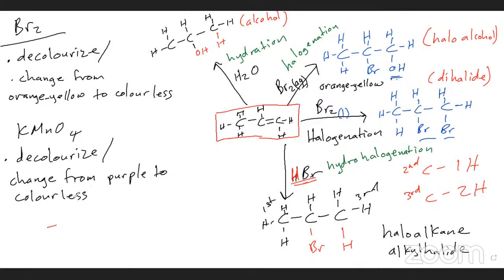All right, so if you are asked to distinguish between alkene and alkane, it is very easy. Two test tubes with the alkene and the alkane, and you add a little bromine water or potassium permanganate. It is that easy. So let's just do the hydrogen now and the KMnO4 to complete the alkenes.